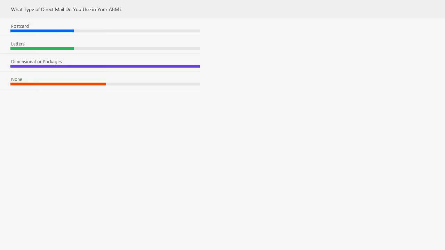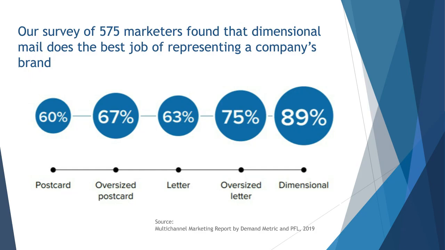All right, so here's what we've got from the audience. We've got 15.4% on postcards, 15.4% again on letters, and 46% on dimensional packages, interesting, and then 23% of the audience has no direct mail as a piece of their ABM strategy. So one of the things that we did here at PFL, partnering with a company called Demand Metric, is we surveyed 575 marketers. And the information that we got back is a stunning 89% found that dimensional mail does the best job of representing a company's brand. So pretty interesting statistics there.